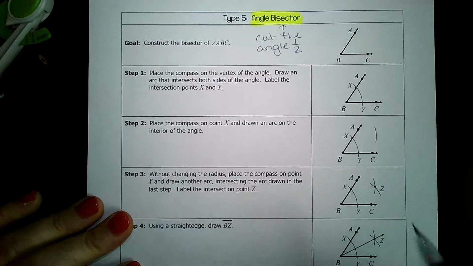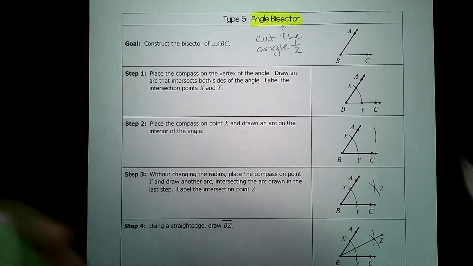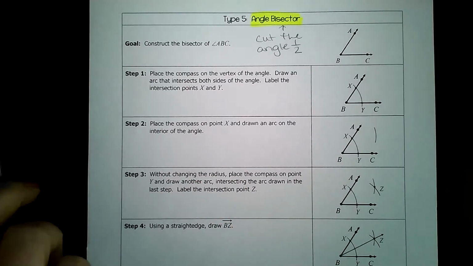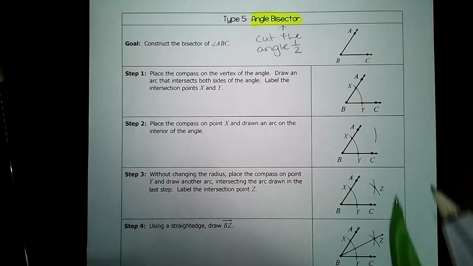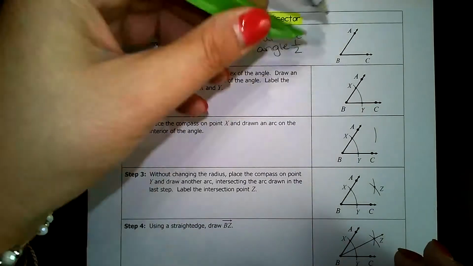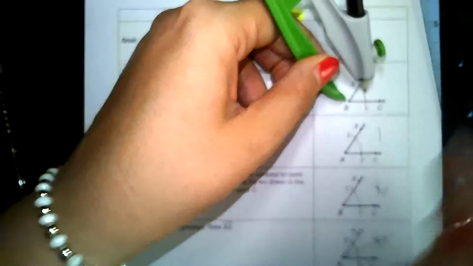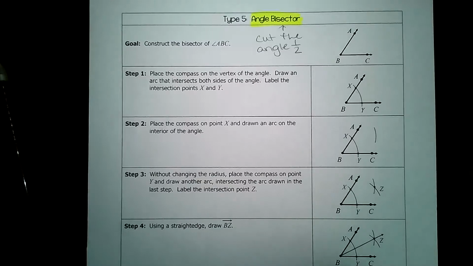All right, so let's take a look at our steps here. Have your tools handy. We have angle ABC. Step 1, place the compass on the vertex of the angle and draw an arc that intersects both sides of the angle. Okay. Label those points of intersection X and Y.